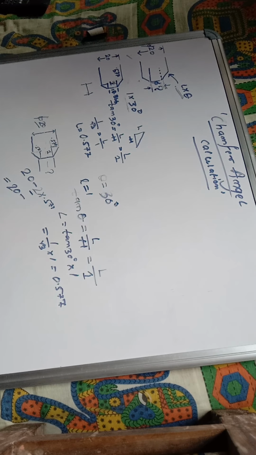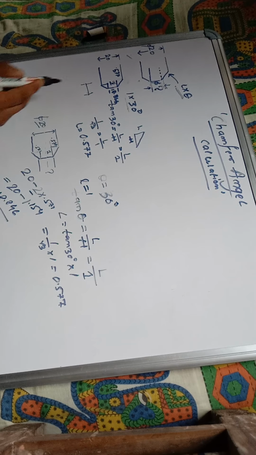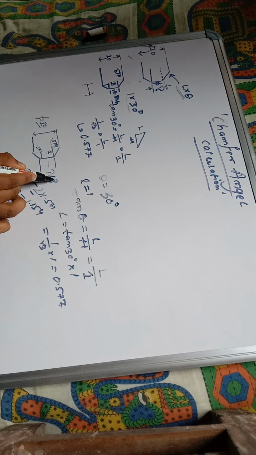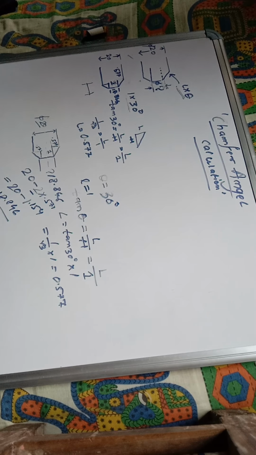So 20 minus, let's calculate, 2 into 0.577, that is 1.154, and we subtract it from 20. The value is 18.846. You can find anything by this process.